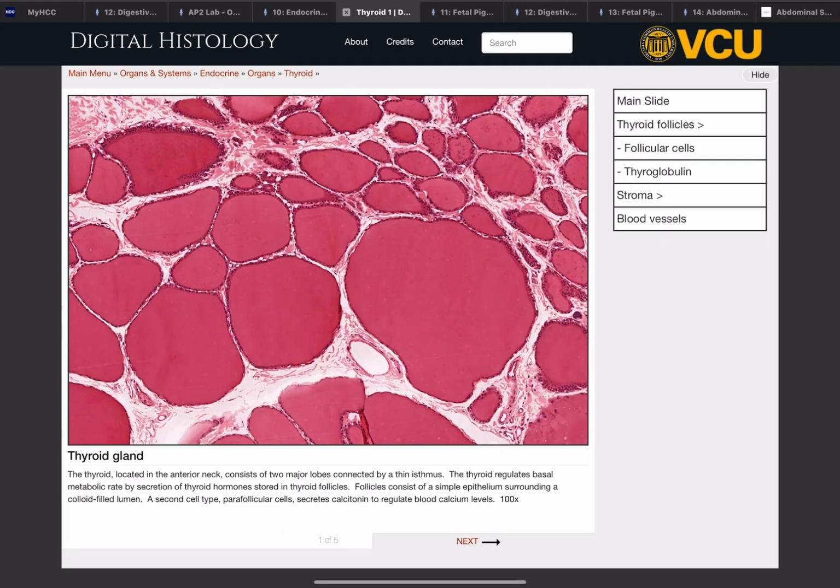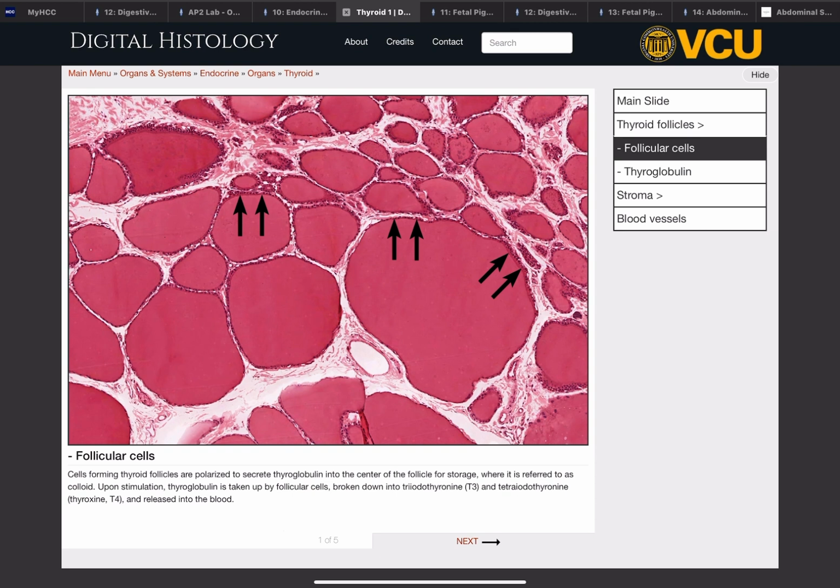So here is what the thyroid gland looks like under a microscope. You can see on the columns to the right, we can click on follicular cells, and we can see that the follicular cells are the ones that are making up the circumference of each one of these follicles themselves.